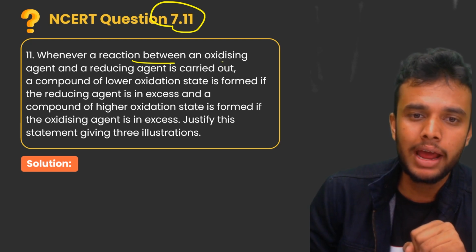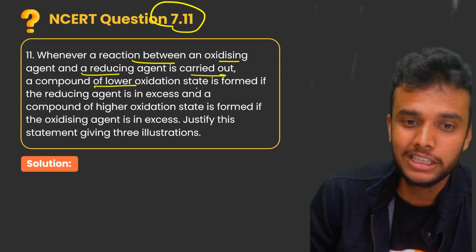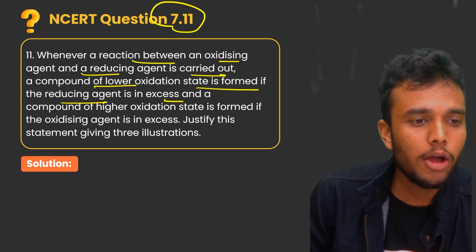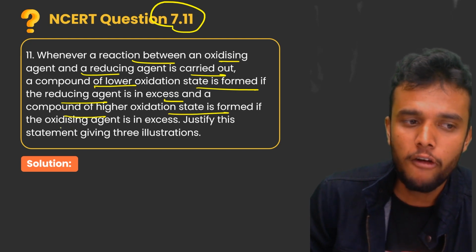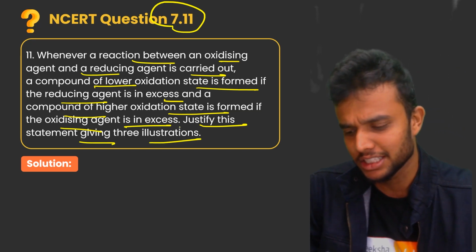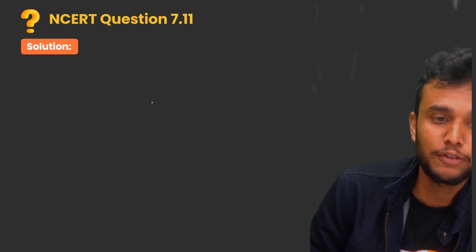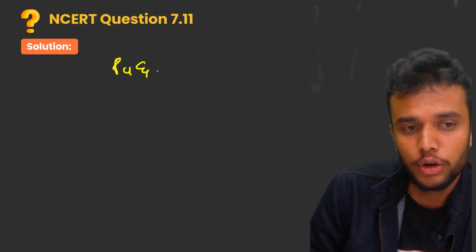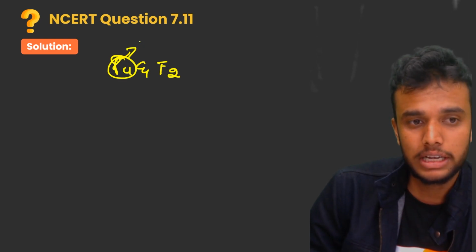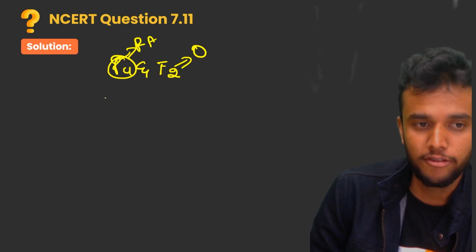Whenever a reaction between an oxidizing agent and a reducing agent is carried out, a compound of lower oxidation state is formed if the reducing agent is in excess. Obviously, correct, right? And a compound of higher oxidation state is formed if the oxidizing agent is in excess. Justify this statement giving 3 illustrations. Illustration is nothing but we need to explain by using an example. Let's start with the first one. Phosphorus and fluorine. Right, students? Here phosphorus is acting as a reducing agent, and fluorine is the oxidizing agent, we are already familiar.